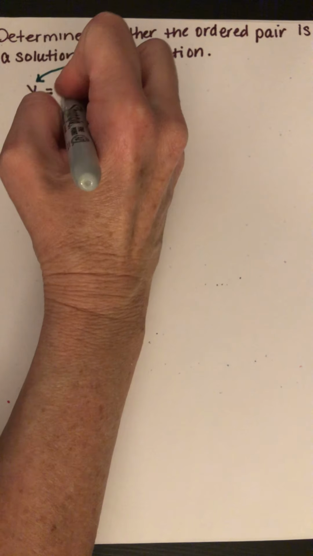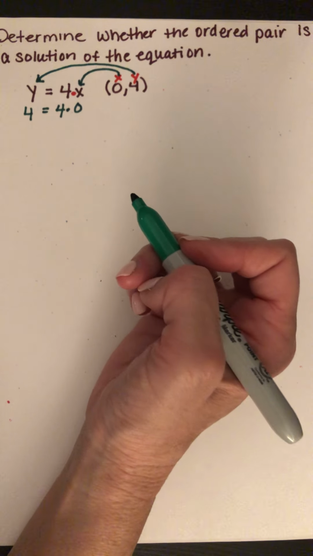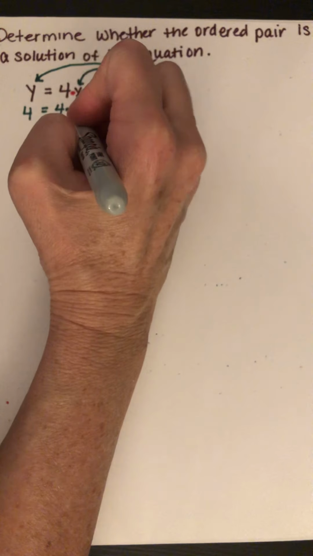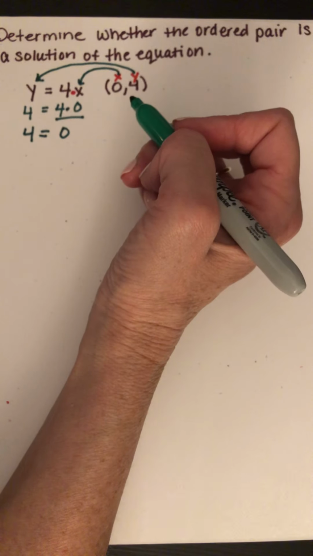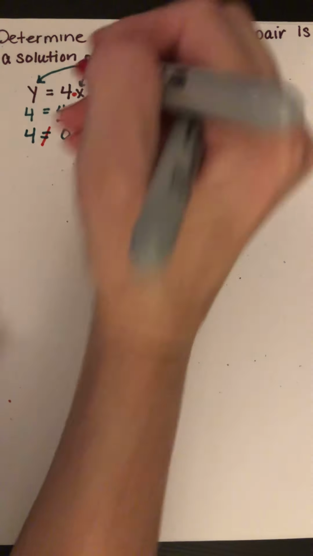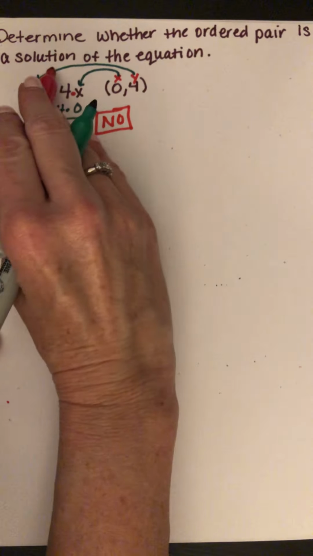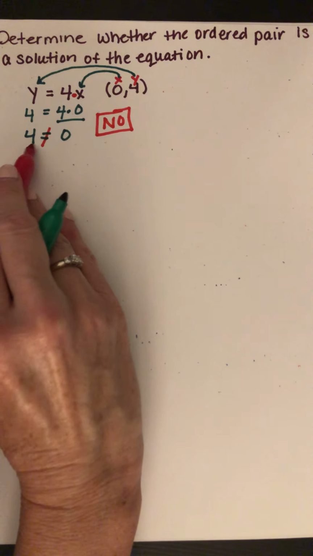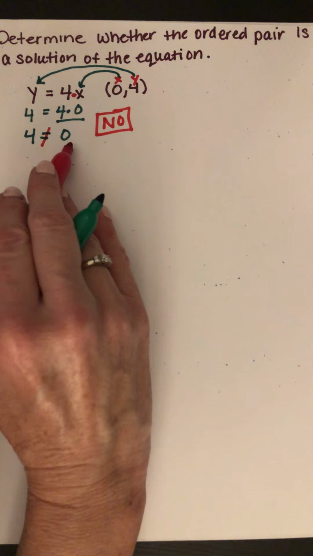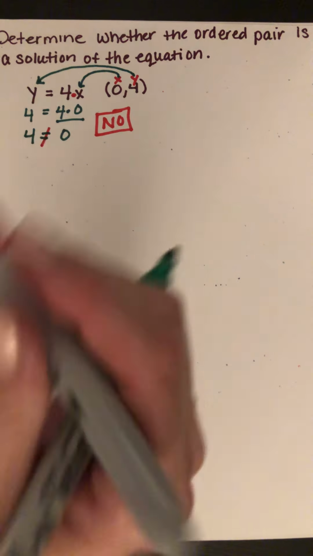So now I have 4 equals 4 times 0. Now I have to solve 4 times 0. Well, 4 times 0 is 0, so I have 4 equals 0. Well, is that true? Does 4 equal 0? No, it does not. So your answer to this question is no, because it says determine whether the ordered pair is the solution. And we said, if it is the solution, it had to make the equation true. This is not true. 4 equals 4, but 4 does not equal 0. So your answer to this question would be no. This ordered pair does not work for this equation.